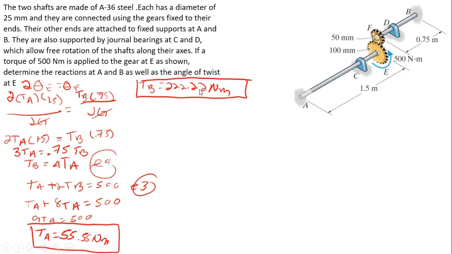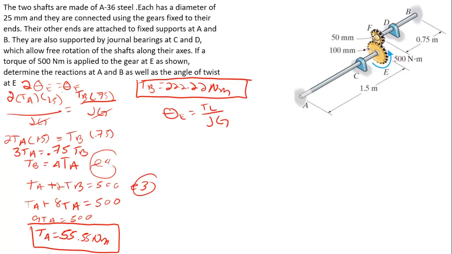So ano yung next na hahanapin natin? Ang next na hahanapin natin is yung angle of twist at E. So alam naman natin na angle of twist natin, ang formula is TL over JG. Kaya lang, anong torque yung gagamitin natin? Kasi may given tayong dalawang torque. Kaya lang kung titignan natin yung free body diagram, alam naman natin na hindi nagro-rotate freely ito.